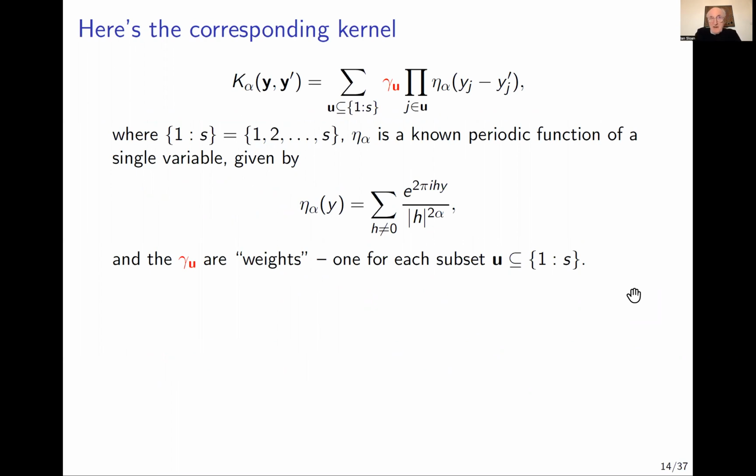The beautiful thing about that particular choice of our function space is that the kernel, uniquely determined by the inner product, is very simple in a certain sense. You see, k alpha of y, y prime is the sum over all subsets u of those weights gamma u, the red ones, times the product over j in u of given functions eta alpha, where the eta alpha are non-periodic functions of a single variable.